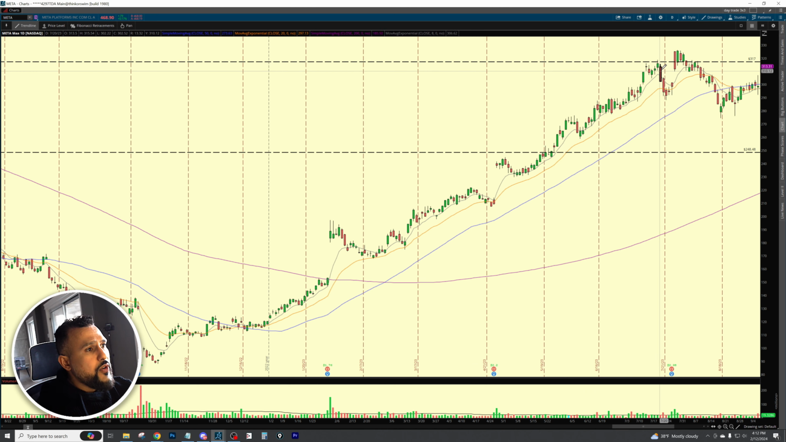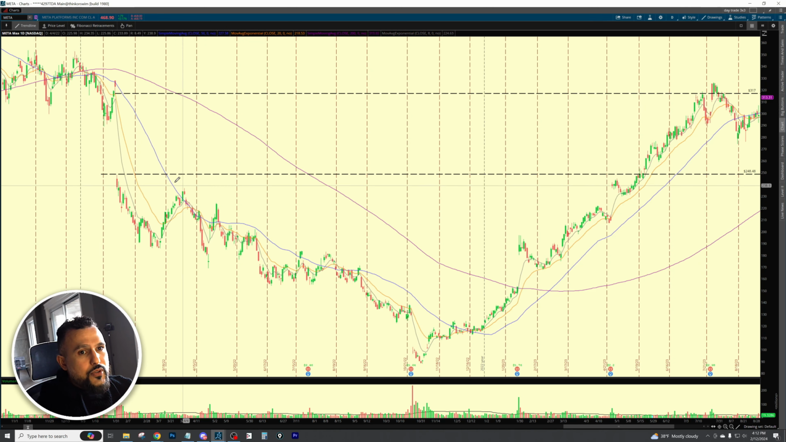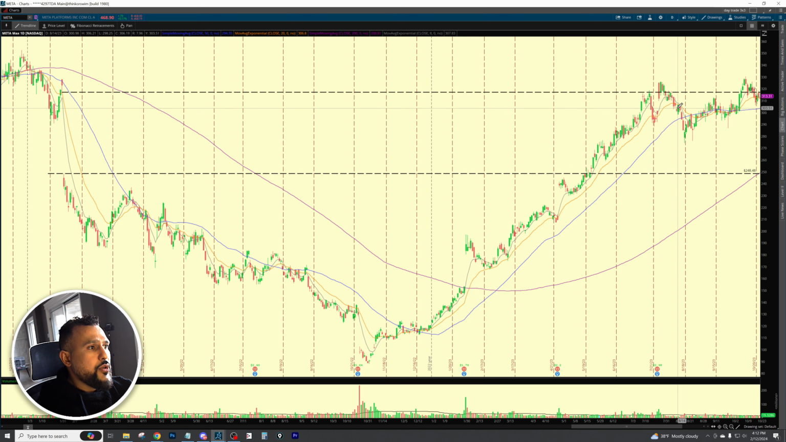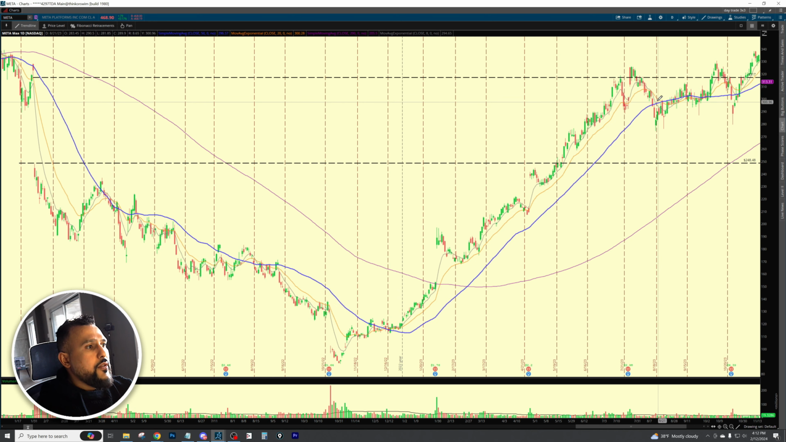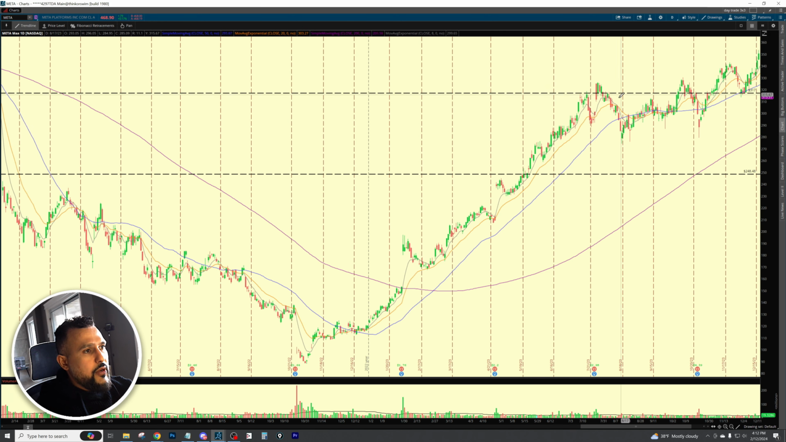You can see the move up was pretty fluent until it filled the gap. The gap was filled at 317. The bottom of this day was 317. You can see once it got there, it started seeing some selling pressure before consolidating for some time and then breaking out. So that is an example on Meta.